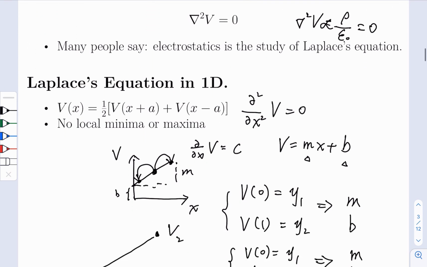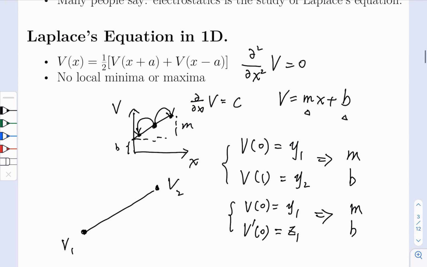Now let's look at 1D first. In Cartesian coordinates, the Laplace equation is the second partial derivative of V with respect to x equals 0, and this can be solved analytically because it's a simple ODE, and here V should be equal to mx plus b, where m and b are two unknown constants.